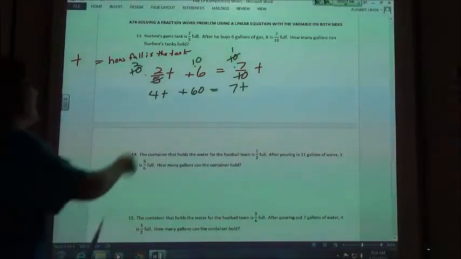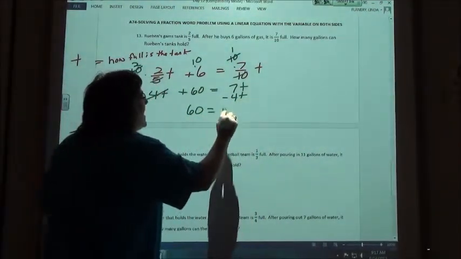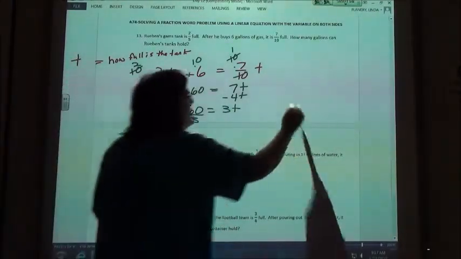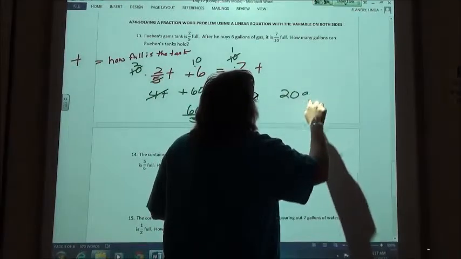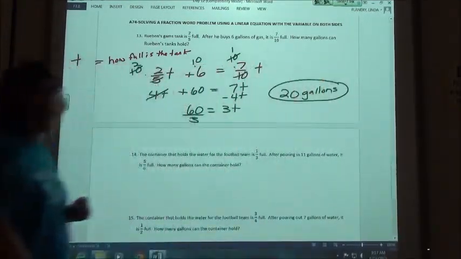If I want to solve that, then I'm going to subtract my 4T. 60 then equals 3T. And then, of course, divide by my 3. And so 20 gallons is how much my tank can hold.